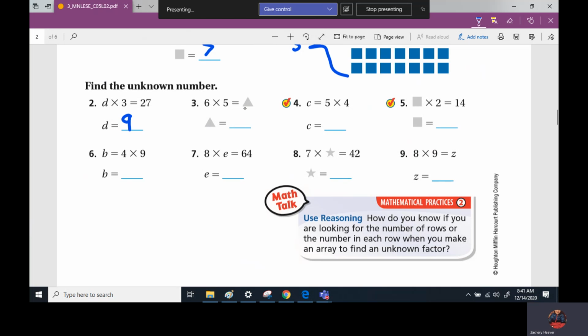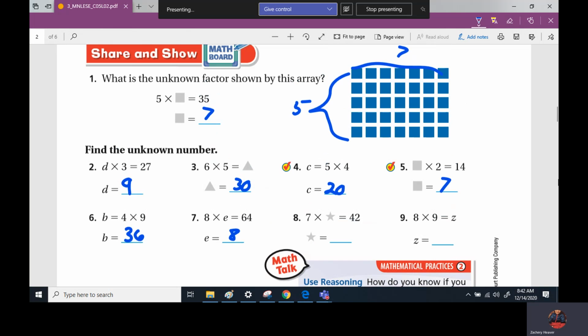6 times 5 equals triangle. The triangle should equal 30. C equals 5 times 4. So what's 4 times 5? 20. Gray box times 2 equals 14. Gray box is going to be 7. 9 times 4 equals B, or B equals 9 times 4? B equals 4 times 9? 36. 8 times E equals 64. E is going to actually equal 8.